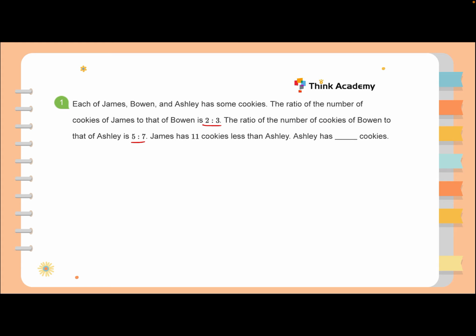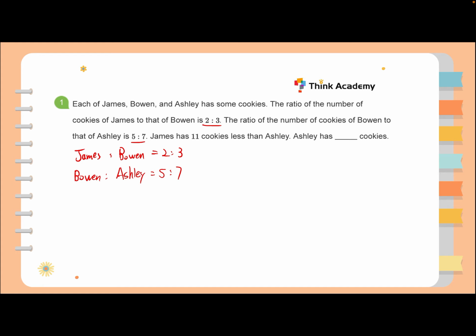So we have two ratios. The first one, James to Bowen, that is 2 to 3. And for the second ratio, we have Bowen to Ashley, that equals to 5 to 7. But we know that James has 11 cookies less than Ashley, so we need to compare the cookies between James and Ashley. Now we only have two ratios, that is James to Bowen and Bowen to Ashley.